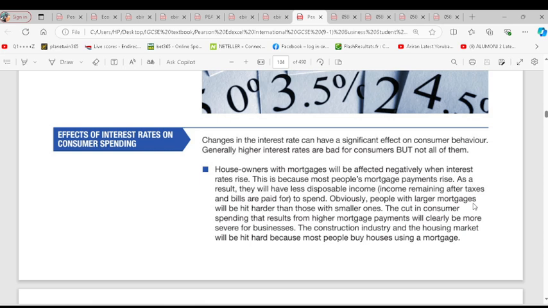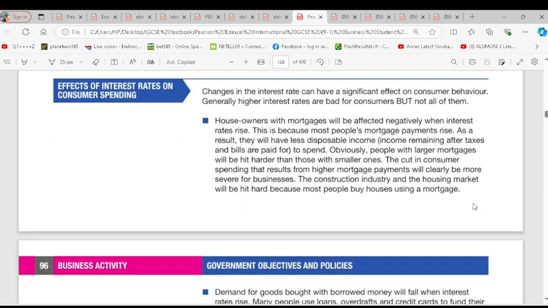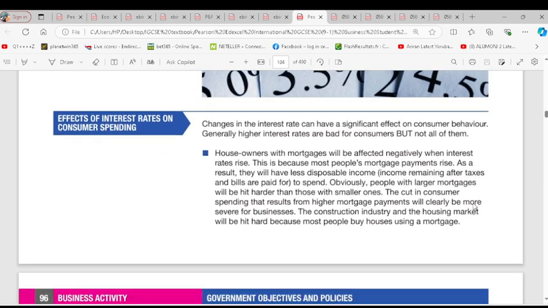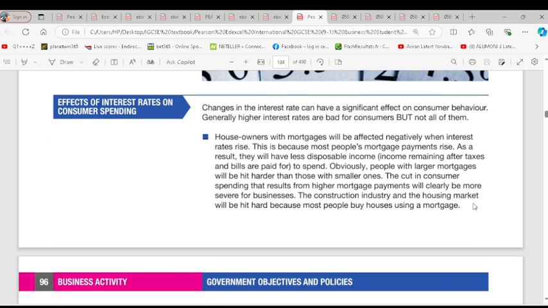Okay, we'll move on, please. So we will have less customers. Yes. Effects of interest rate on consumer spending. Changes in the interest rate can have a significant effect on consumer behavior. Generally, high interest rates are bad for consumers, but not all of them. House owners with mortgage will be affected negatively.